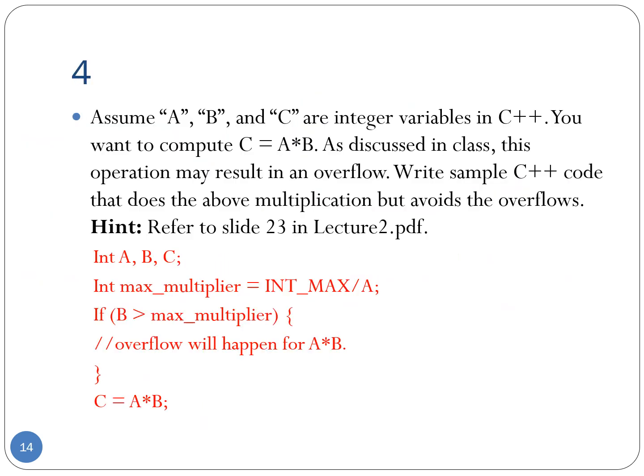The fourth problem here is about avoiding overflow in arithmetic computations. So we are given three integer variables a, b and c in C++, and we want to do c equals a times b. Obviously this computation may result in an overflow if a and b are large integers, such that the product does not fit in the integer range of this language. So the question is asking us to come up with code that computes this product but avoids the overflow.